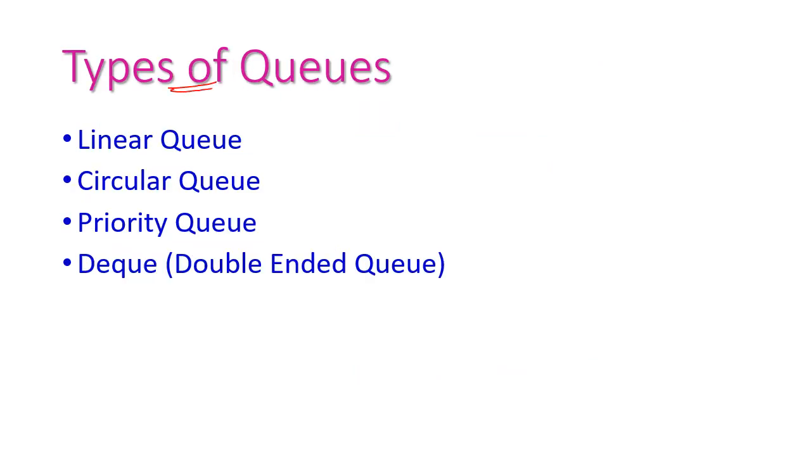Next, the types of queues. We have four different types of queue: linear queue, circular queue, priority queue, and dequeue. In today's class, we will see the linear queue in detail, and the remaining types we will see in our forthcoming classes.